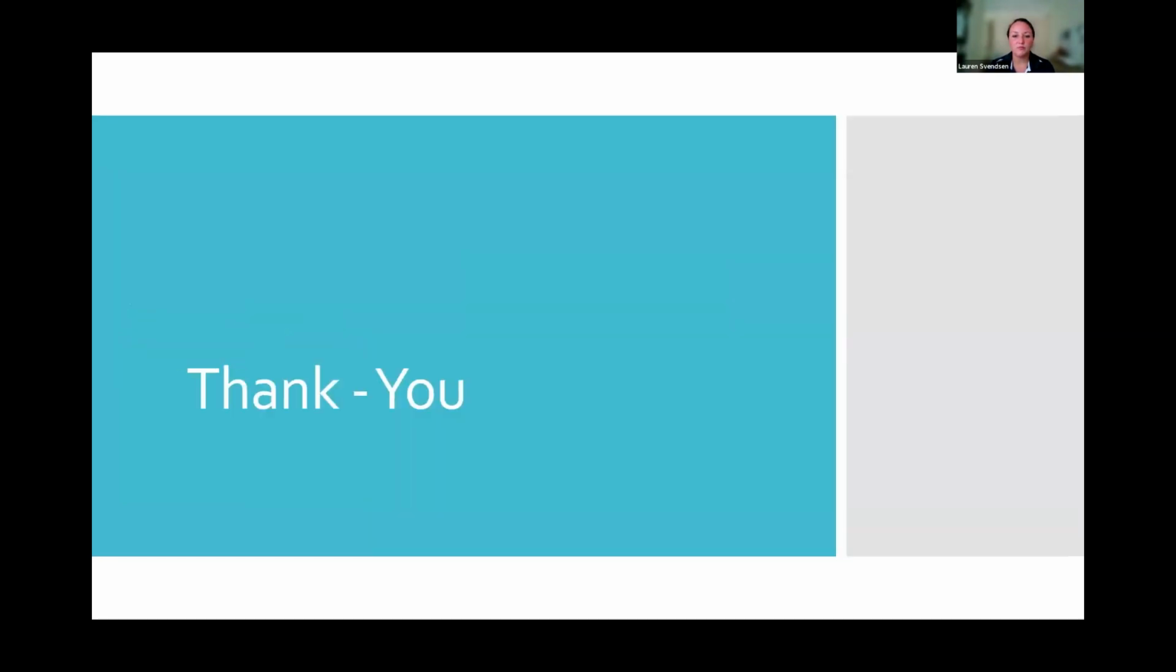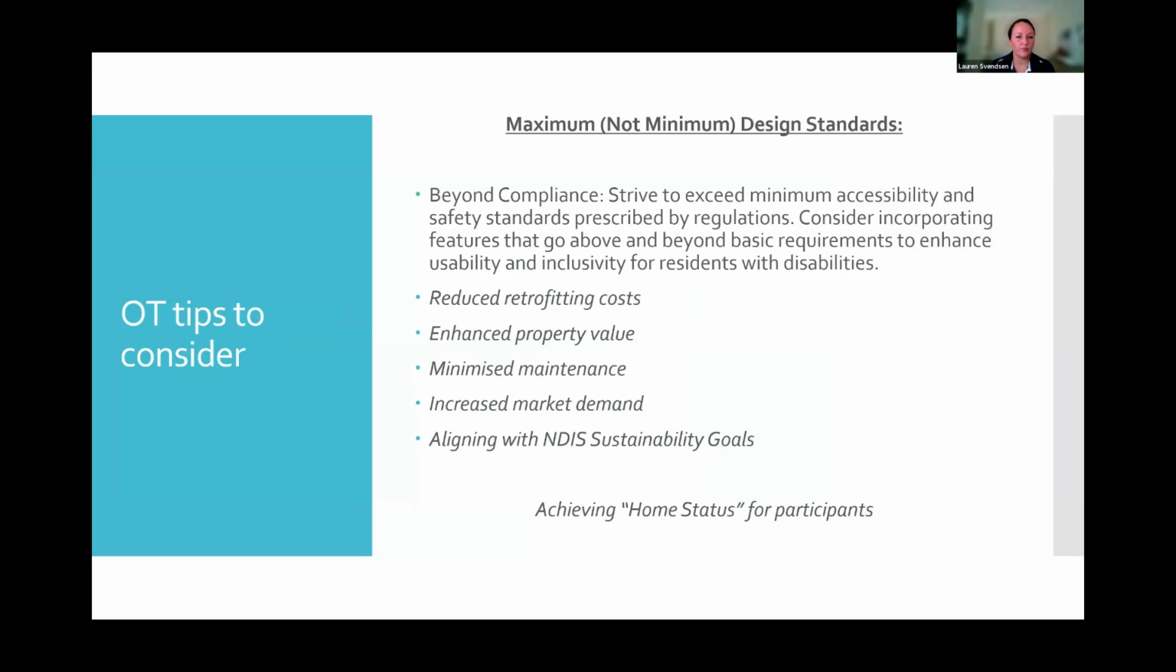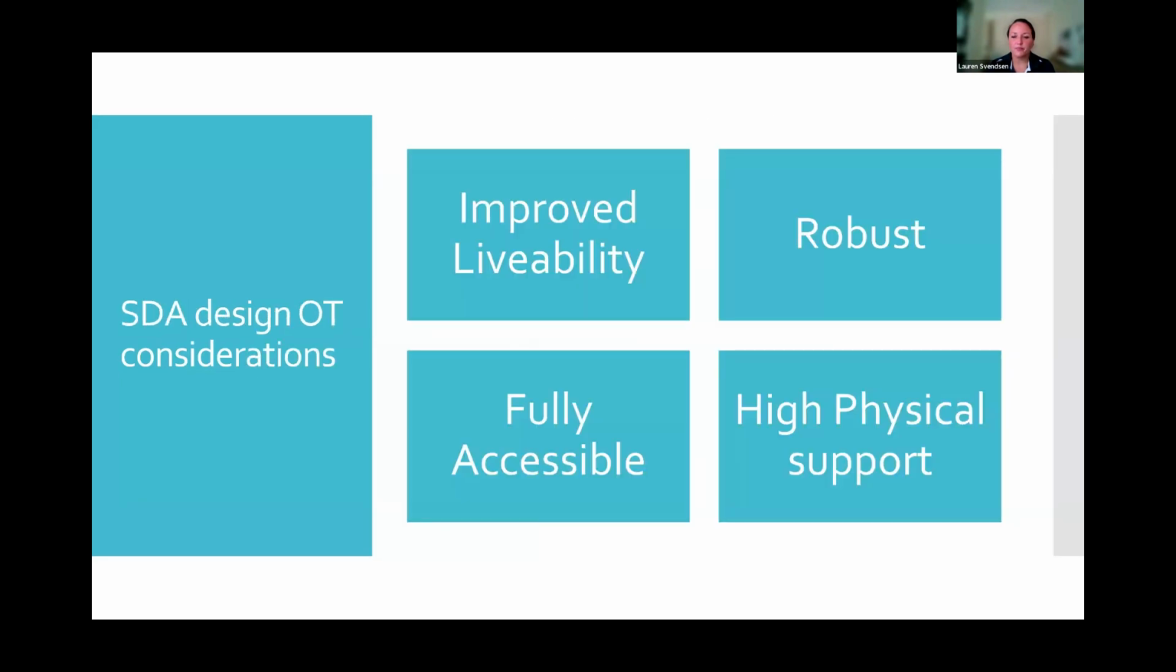Fully accessible. The strengths are that it prioritizes universal design principles to ensure that all aspects of the living environment are usable by individuals with disabilities. But the considerations are that they may vary in terms of robustness, livability, and specific support provisions. So OTs then go in and assess the property's design holistically, considering factors such as durability, comfort, and the level of support available to residents with varying needs.